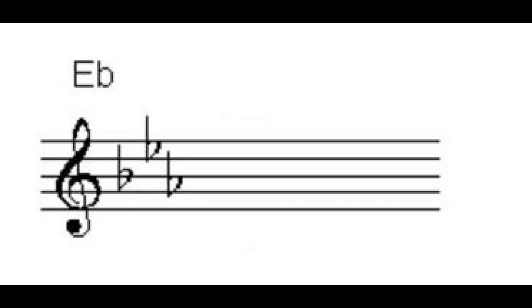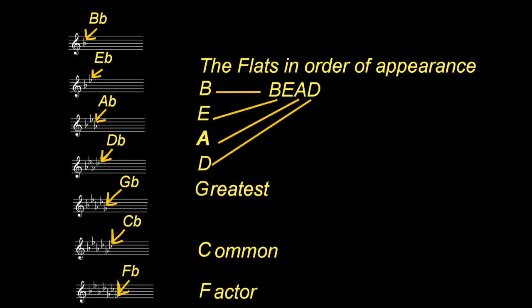Let's add another flat. Now we have three flats from left to right, B flat, E flat, and A flat. Remember, flats always come in the same order.